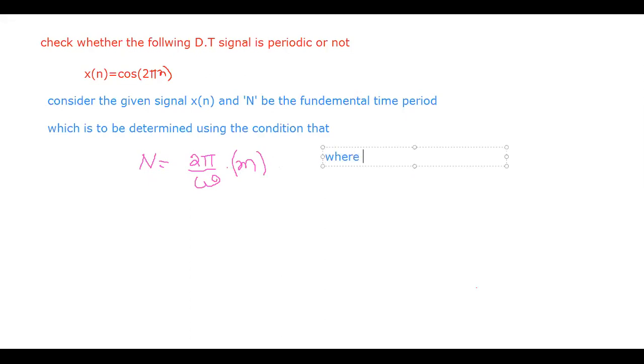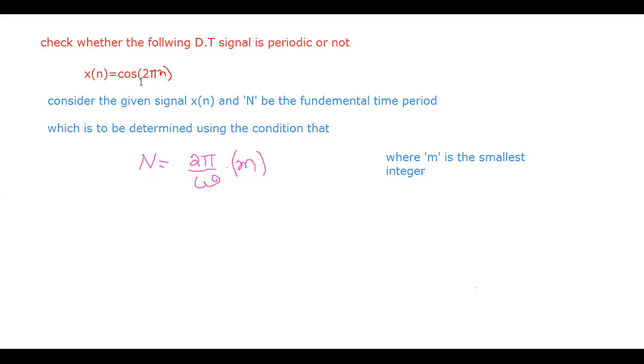Where m is the smallest integer. Sorry, not omega here, I'm sorry. Where m is the smallest integer. Okay, m is the smallest integer.